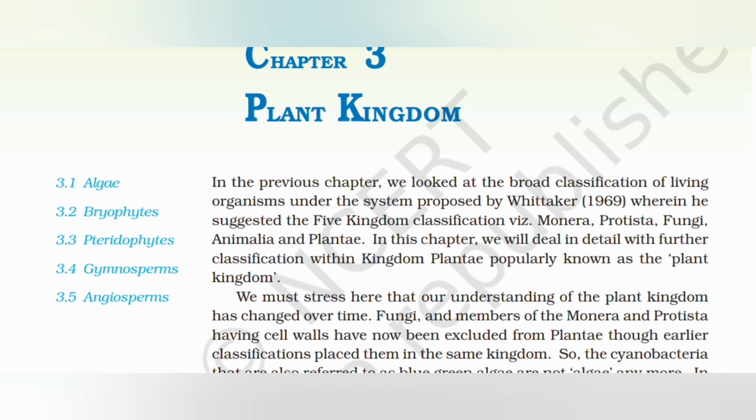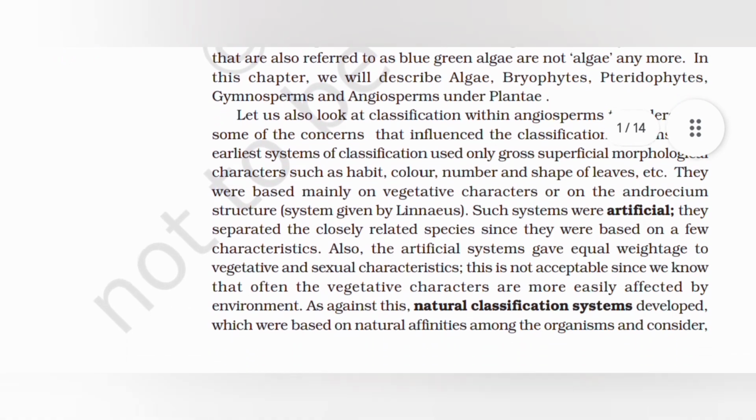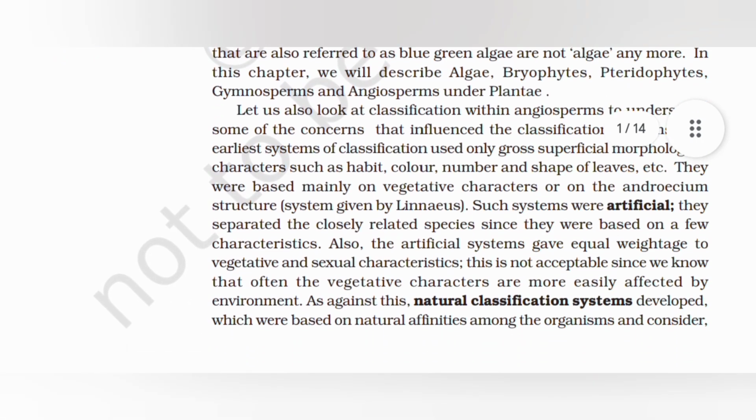We must stress here that our understanding of the plant kingdom has changed over time. Fungi and members of the Monera and Protista having cell wall have now been excluded from Plantae, since earlier classification placed them in the same kingdom. So the cyanobacteria that are also referred to as blue-green algae are not algae anymore. In this chapter, we will describe algae, bryophyte, pteridophyte, gymnosperm and angiosperm under Plantae.